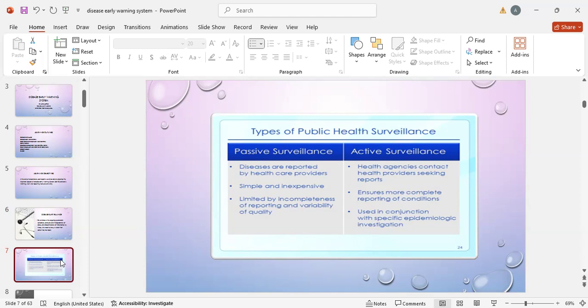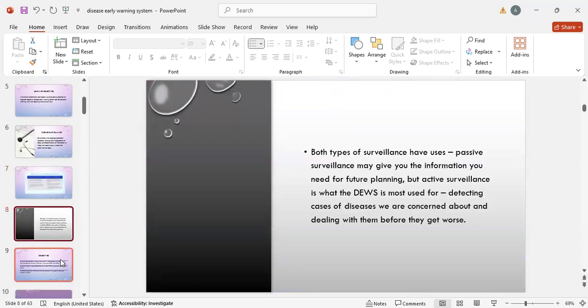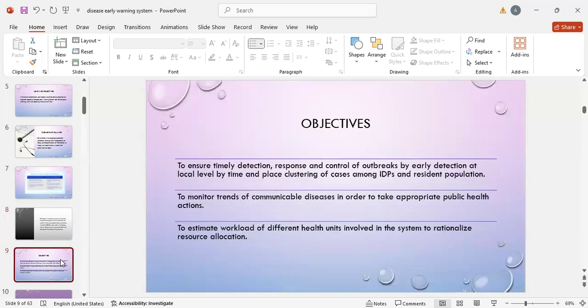Active surveillance is used in conjunction with specific epidemiological investigation. Both types of surveillance have uses. Passive surveillance may give you the information you need for future planning, but active surveillance is what DEWS is most used for, detecting cases of disease we are concerned about and dealing with them before they get worse.